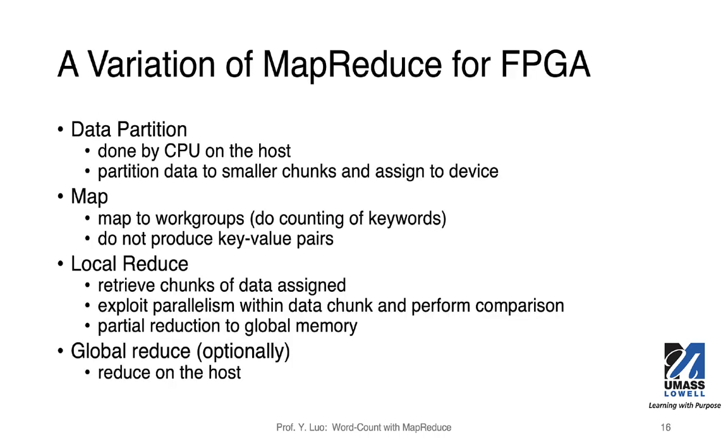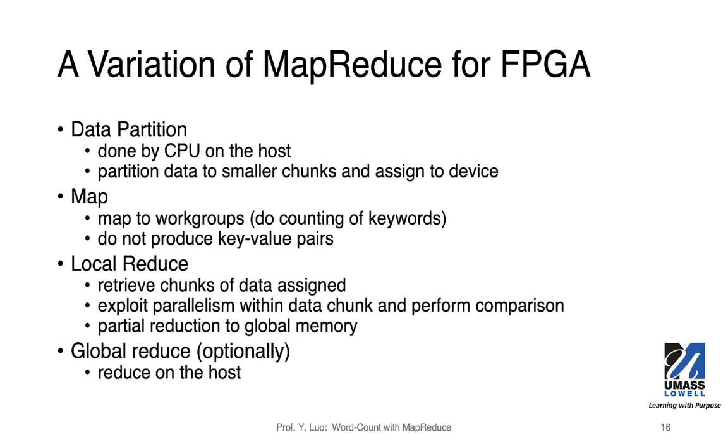Before we start on the implementation of MapReduce for FPGA, we want to point out there are a few variations. First, the data partition is to be done by the CPU on the host. The CPU on the host will partition the whole text file into smaller chunks and assign them to devices. In the mapping stage, the data chunks will be mapped to work groups, which do the counting of keywords. And they will not produce key value pairs.